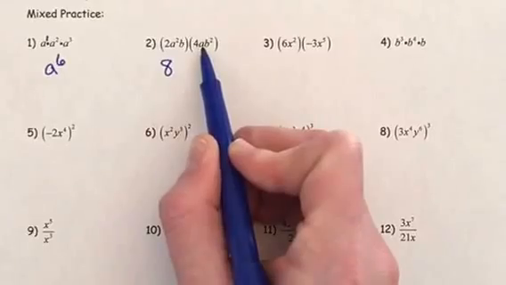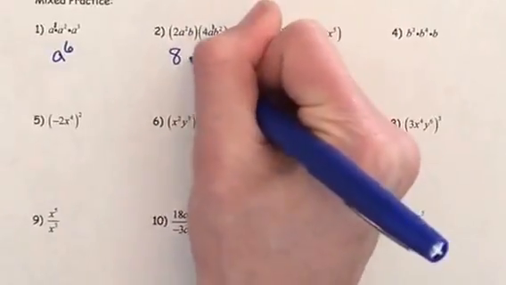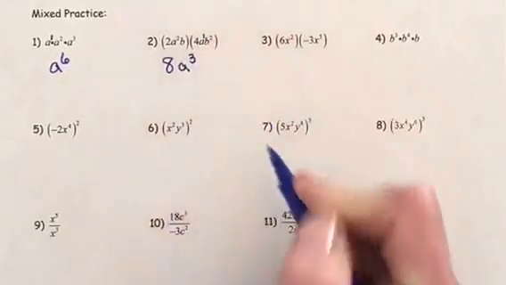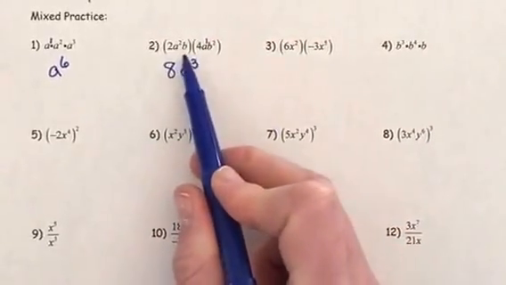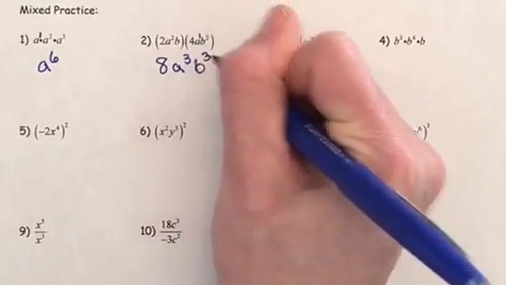A squared times a to the first. We're going to add 2 plus 1 and get a cubed. B to the first times b squared is b cubed.